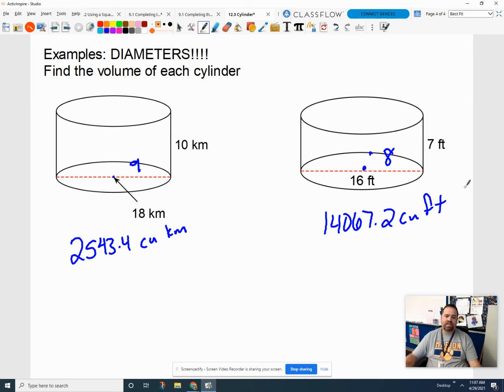Like I said, if you've done the rectangular and the triangular, this isn't a big switch. The only difference is, it's a circle instead of the other shapes.